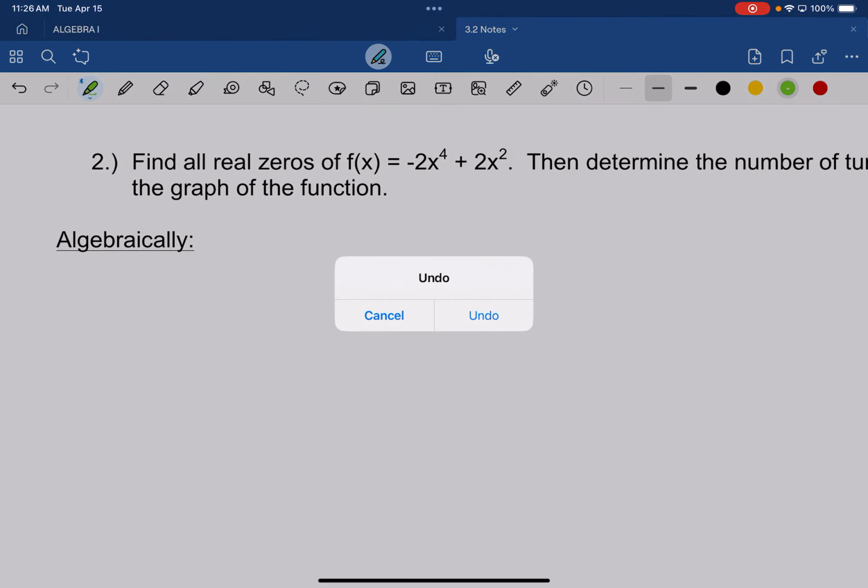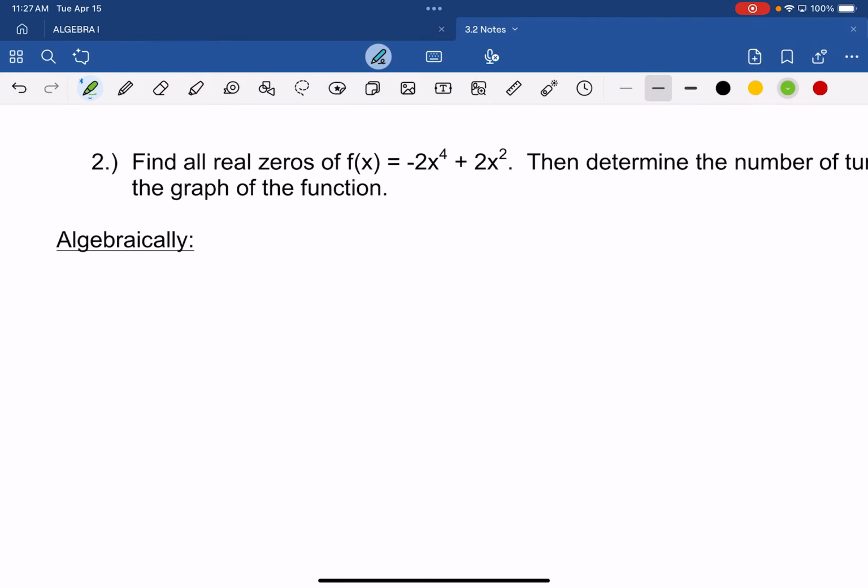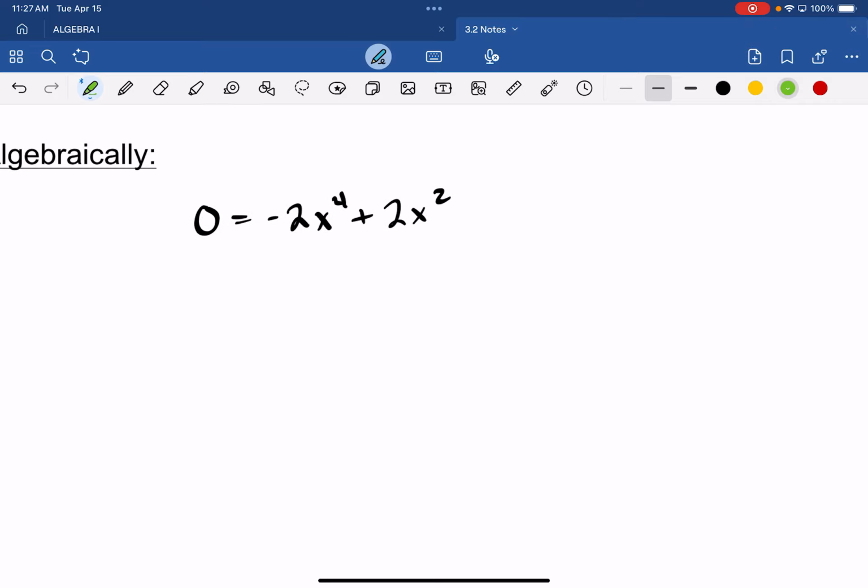We plug in a zero for what value? Not x. Yeah, the y, the f of x. So, I'm going to plug a 0 in for my y, in for my f of x. Now, this is where factoring comes back into our world. So, we're going to factor this by taking out a GCF.